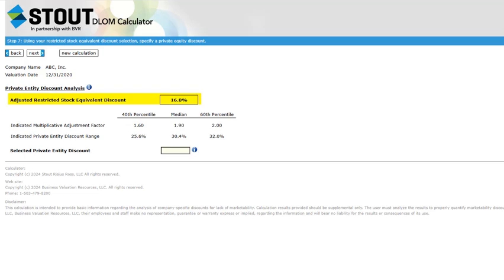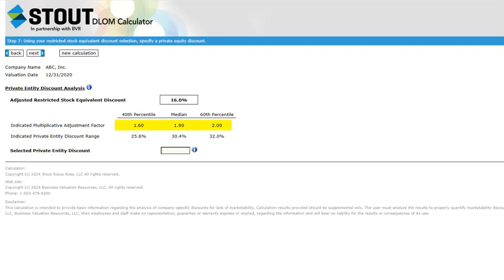The adjusted restricted stock equivalent discount that we just calculated, which was calculated by applying the market volatility adjustment to the restricted stock equivalent discount, represents the discount applicable to restricted stock issued by a public company that will ultimately have access to a public trading market. Interests in privately held entities are generally subject to significantly greater illiquidity, and therefore additional analysis must be performed to calculate the appropriate private entity discount.